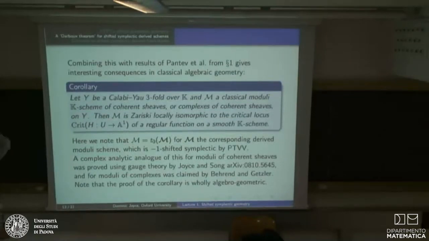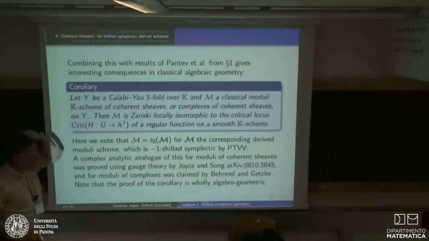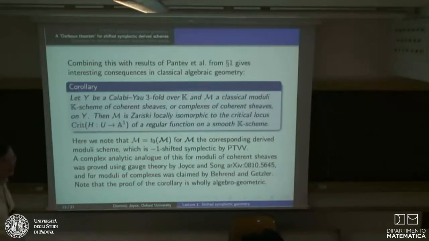Okay, and combining this with the results from PTVV, which I told you about before, you get some consequences in just classical algebraic geometry. So Dan Fries told me that I'd drunk the Kool-Aid of derived geometry. What I think he may have meant is that people that go into derived geometry tend not to come back out again. They just stay there proving results about derived algebraic things which nobody else can understand. Anyway, this is not an example of that. Here we're using derived geometry to prove something about strictly classical moduli problems, and this is something I wanted to know years ago before I started thinking about derived schemes.